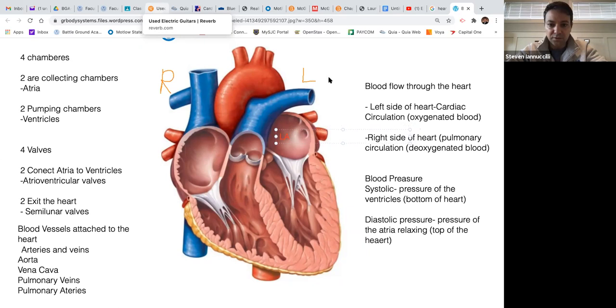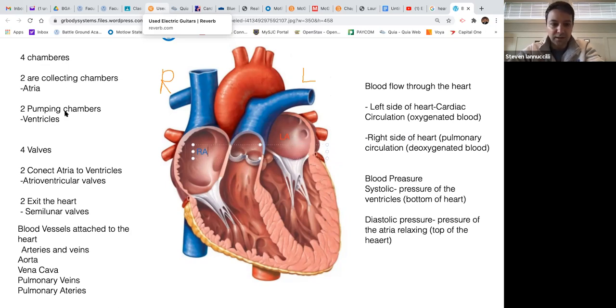We'll make that red because it's the left side. Remember, the left side of the heart is oxygenated, so I'm going to make it red. Whenever you see red color, that means that there's oxygen involved. Over here, this is the right atrium, and I'm going to label that a blue color. Let me do a different blue that shows up a little better. Right atrium. So we got our left atrium here, our right atrium here.